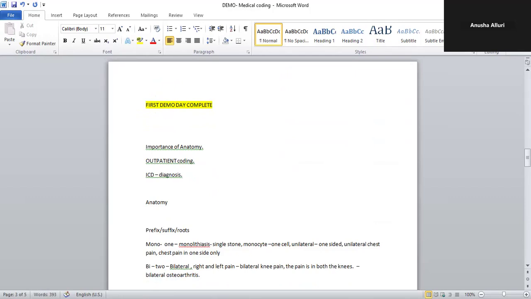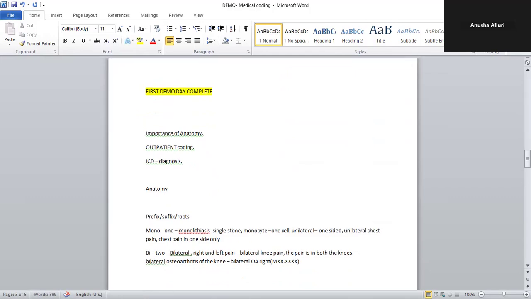Don't expect the doctor to say right and left osteoarthritis. They will document bilateral osteoarthritis of the knee. We have to code bilateral OA of knee. That's it. Whatever the musculoskeletal code is, the M series code will come. What are the other things?